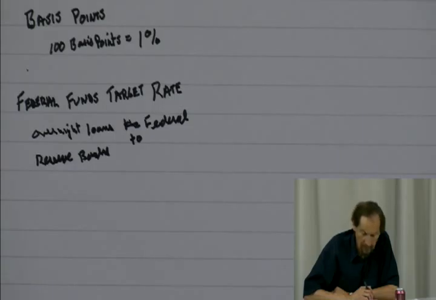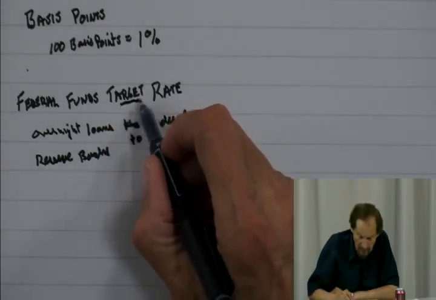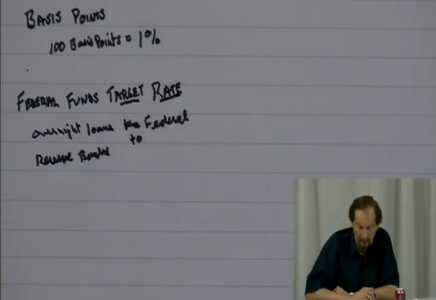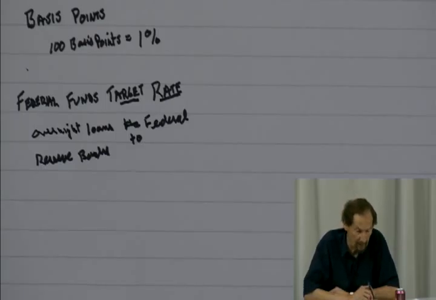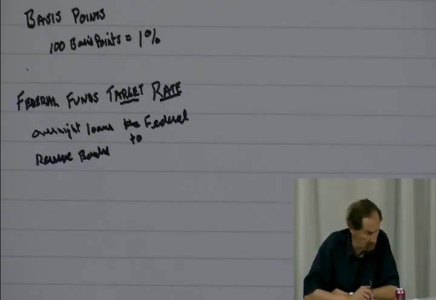Now, the target rate is the rate that's posted by the Federal Reserve. It's the rate that Ben Bernanke talks about. Now, the actual rate actually varies a bit around that target rate. So you'll see it vary from day to day. Okay.